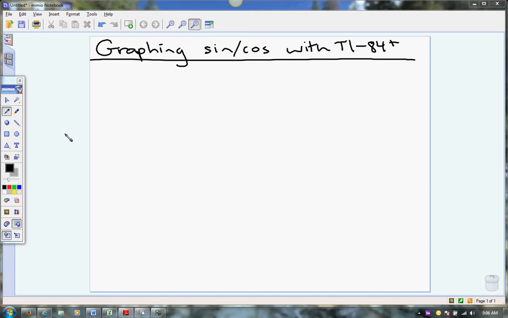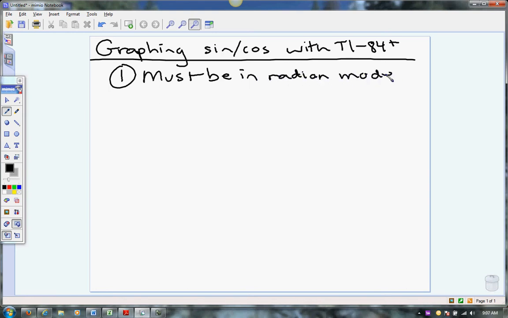All right, we want to look at graphing sine and cosine with the TI-84. And just a couple things here. First, this is the most important thing. You must be in radian mode. If you do not put your calculator in radian mode, it will not graph it correctly.